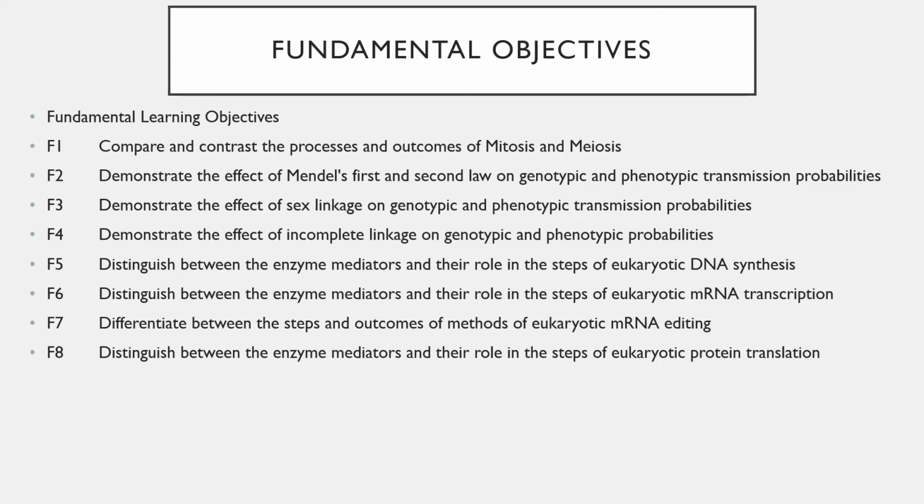Here is a list of the fundamental objectives for this course. You can see all of these here. There are 8 that you must master to earn at least a C in the course. You must master these 8 objectives. Now, as you look at these objectives, you probably can understand why I have chosen them as the fundamental objectives. If a student cannot master these 8 objectives, then they have not demonstrated a C level of mastery for an advanced graduate level genetics course.